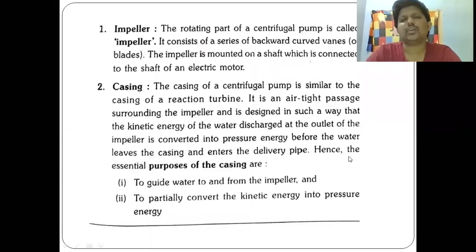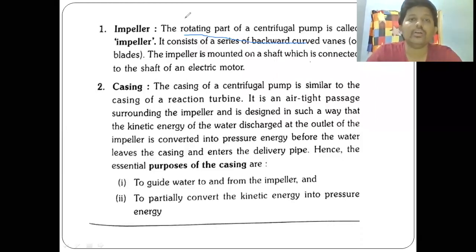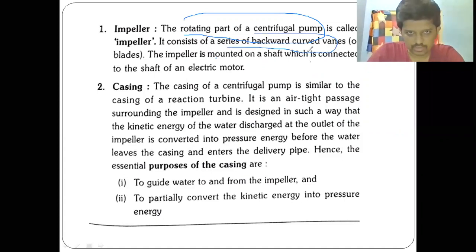Obviously, let us define what these parts are. Impeller, I already mentioned, is the rotating part of a centrifugal pump. It consists of a series of backward vanes, or blades, we can call them. The best example is any exhaust fan, which has vanes turned in a backward way. The impeller is obviously the same thing.